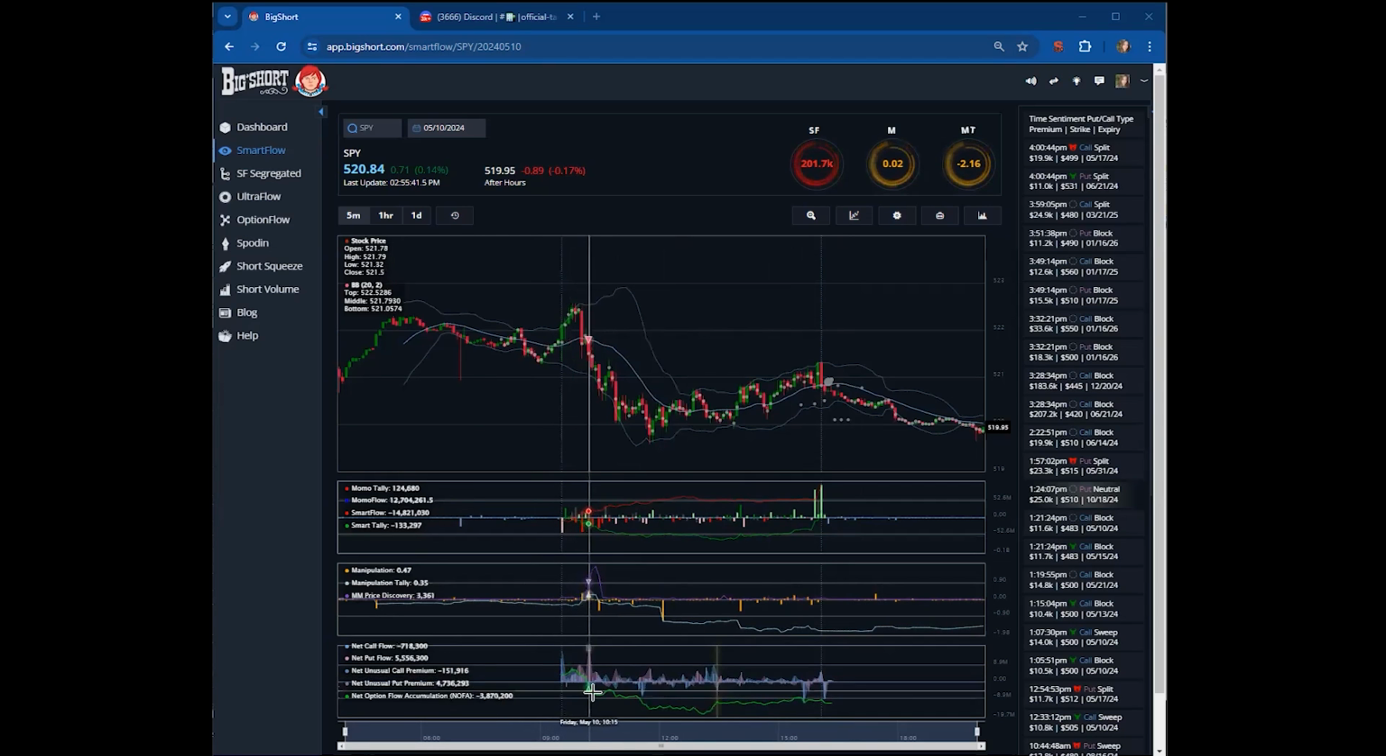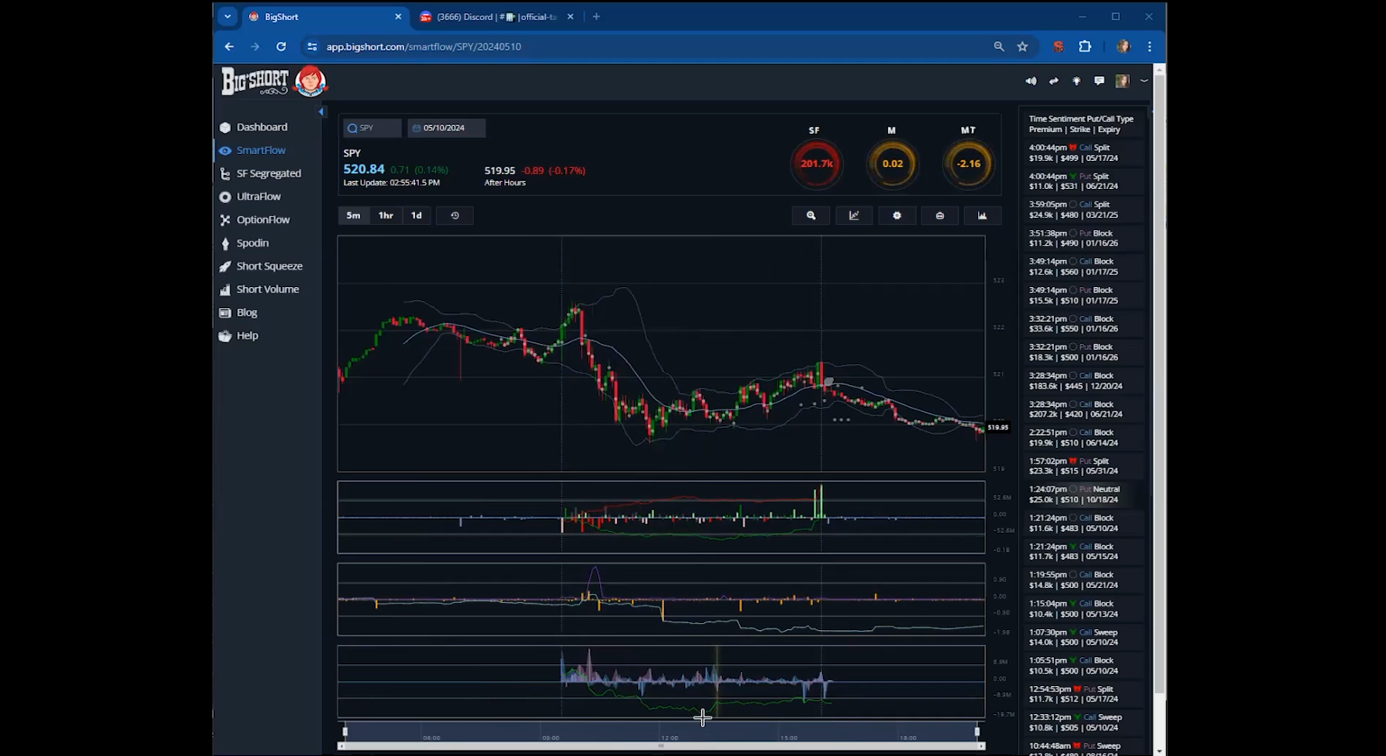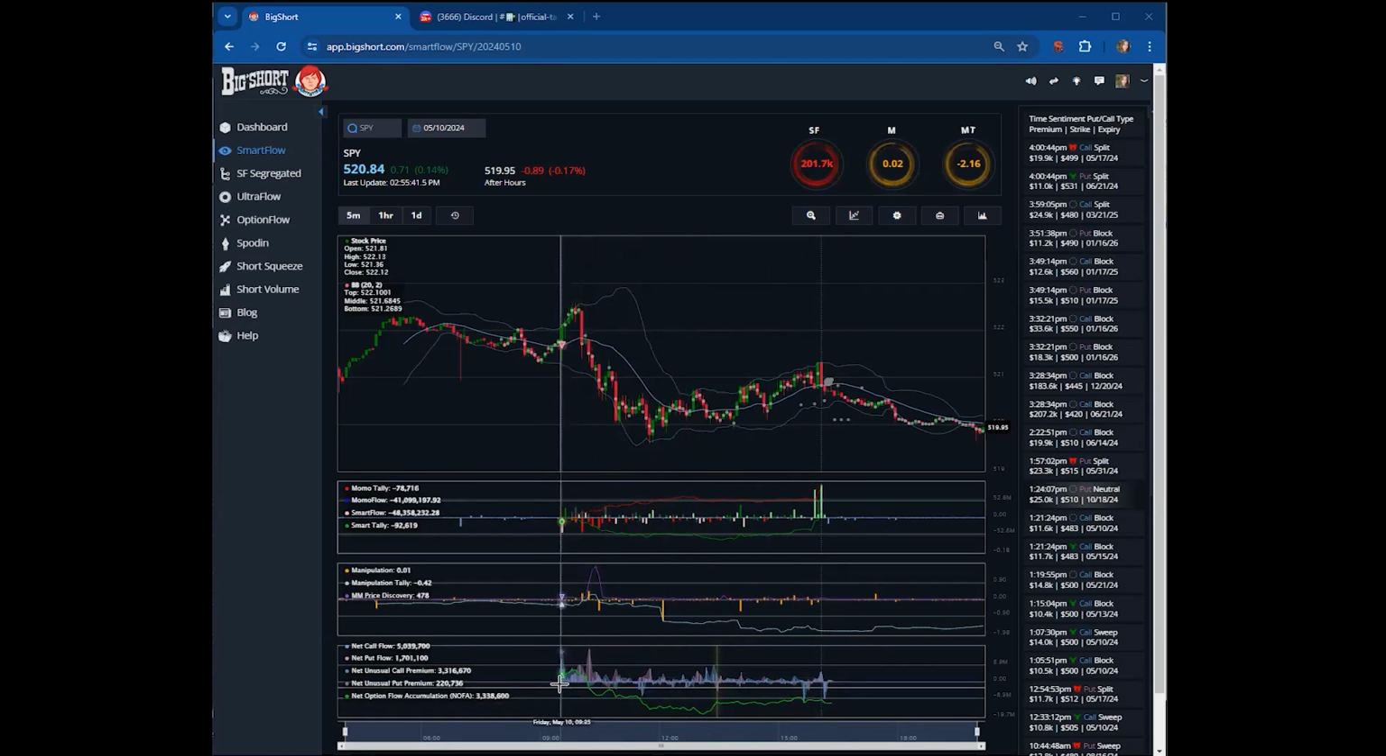And then this green line is Net Option Flow Accumulation. This just shows whether or not there are more dollars flowing into bullish or bearish positions for the day. If it's above the 0 line, that means there's more dollars flowing into bullish positions. And when it gets below the 0 line, that means there are more dollars flowing into bearish positions. Any questions on Net Option Flow?